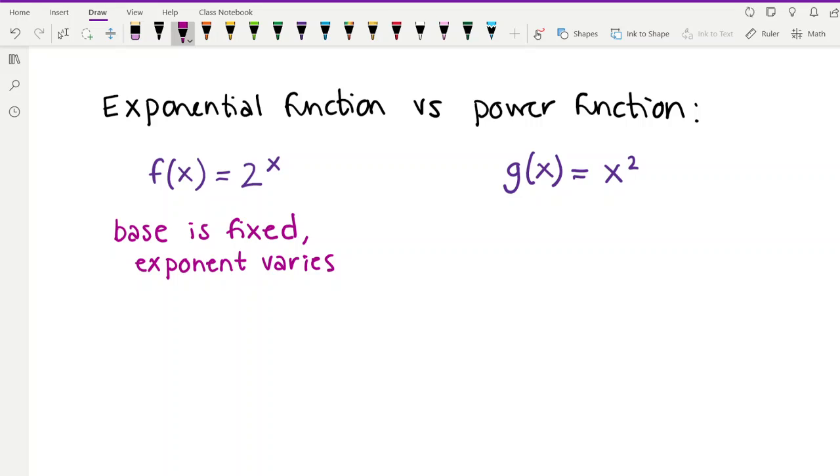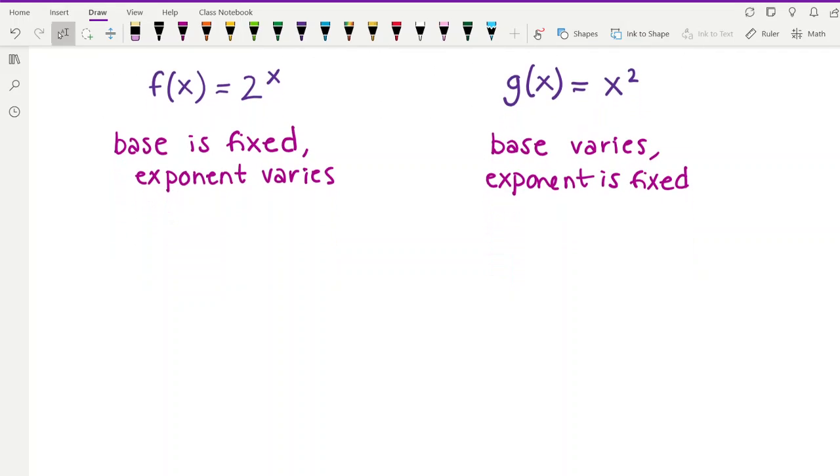Whereas in this example, the second one, now the base varies, right? The number that is being raised to a power is going to change because that's where the x is. Whereas the exponent is fixed, right? The exponent is always 2. So another way of thinking about it is, for the first one, you're taking 2 and raising it to a bunch of different powers, whereas for the second one, you're taking a bunch of different numbers and raising them all to the second power.